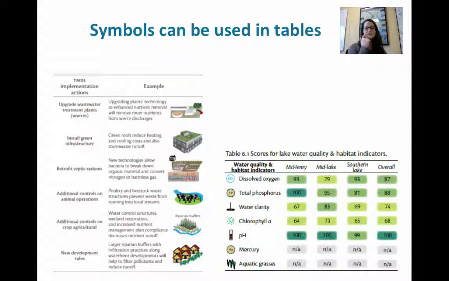And symbols can also be used in tables. So here we have a best management practice list, and we've used tiny vignettes of symbols and conceptual diagrams to illustrate those best management practices. And on the right-hand side, we have a table of water quality indicators, and each indicator has its own symbol, which can then be carried throughout whatever this document or presentation is. And we've also incorporated those green to red lights, stoplight colors, to illustrate the grades of those indicators.